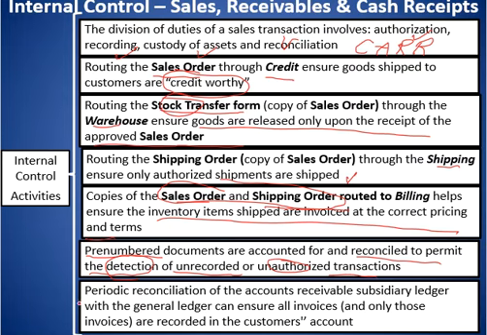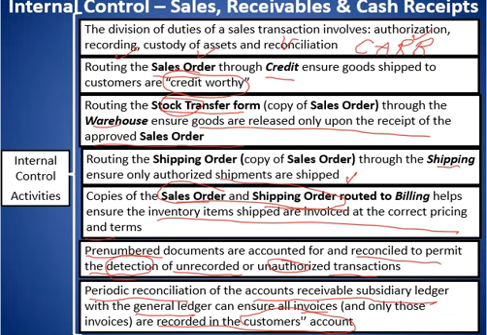Also, something very, very important: periodic reconciliation of the accounts receivable subsidiary ledger, which are all the detailed postings to the individual customer accounts, to the general ledger. In other words, the accounts receivable control account can ensure all invoices and payments, or any other transactions against customer accounts, are recorded in the customer's account. Now, it doesn't mean that they're recorded accurately in the correct customer's account, but they have been recorded somewhere in somebody's account.